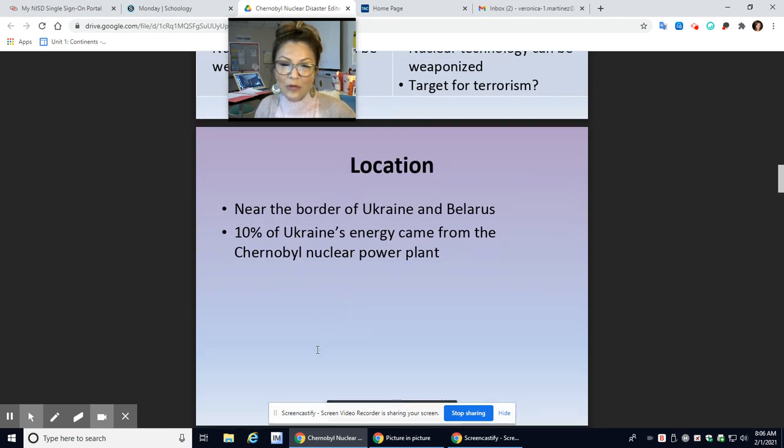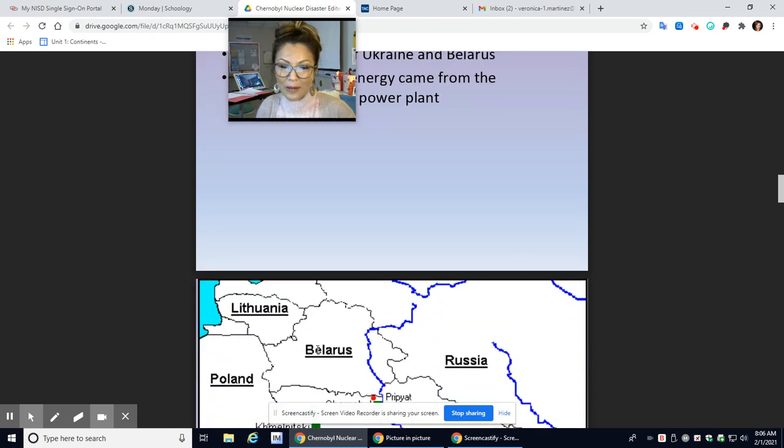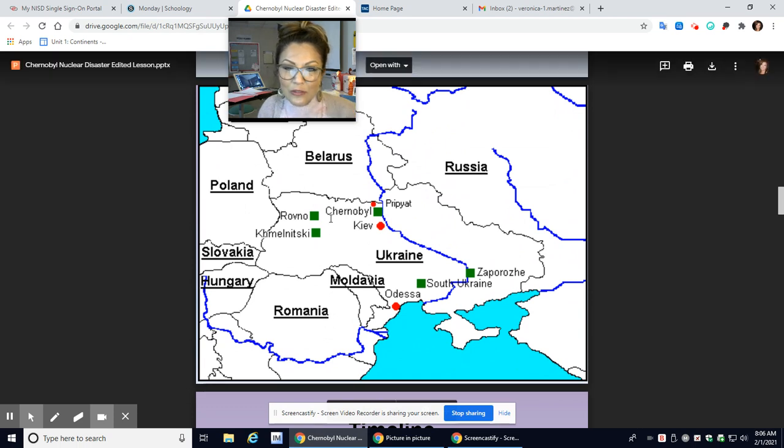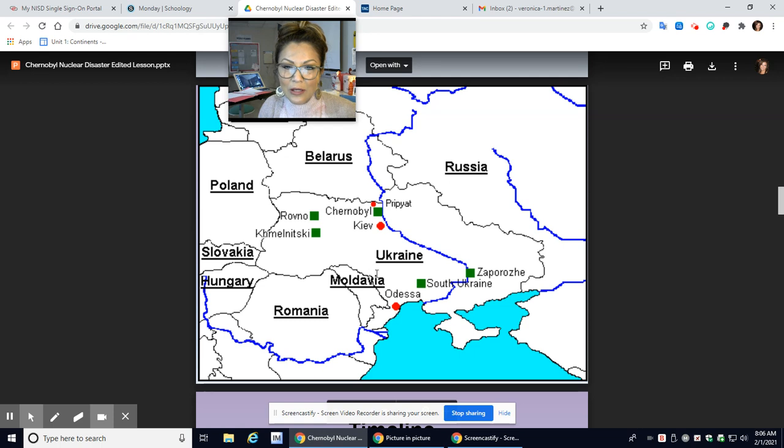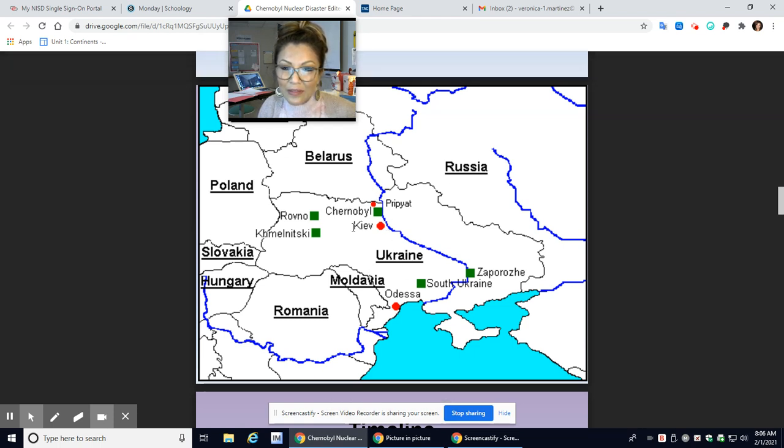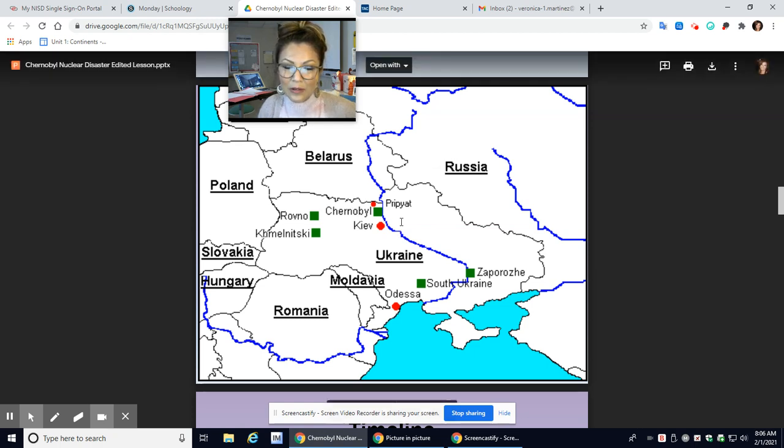So this happened near the border of Ukraine and Belarus. 10% of Ukraine's energy came from the Chernobyl nuclear power plant. So here is Chernobyl right here. Here's Belarus and here's Russia. Here's Ukraine. So believe it or not, a lot of these areas were affected. Even though Chernobyl is up here, these areas were in fact affected by it.